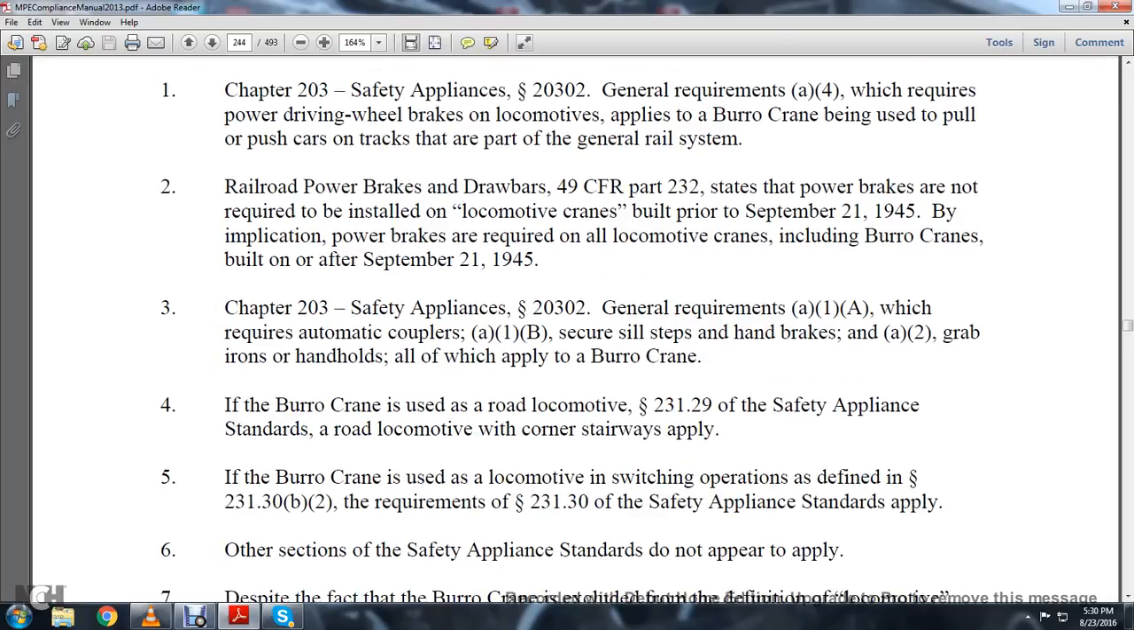Chapter 203, Safety Appliances, Section 20302, General Requirements: A(1)(A), which requires automatic couplers, A(1)(B), secure sill steps, handbrakes, and A(2), grab irons and handholds, all apply to the Burro crane.